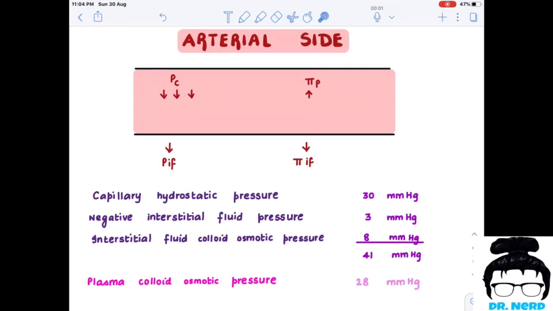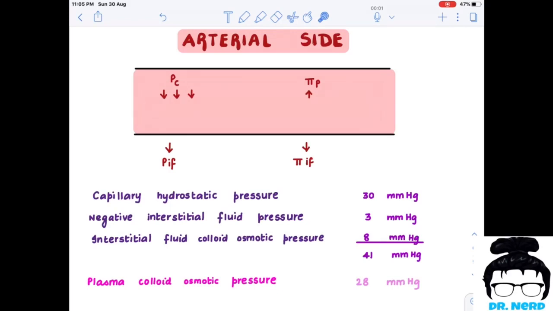So the value for capillary hydrostatic pressure on the arterial side of the capillary is going to be 30 millimeters of mercury, whereas the value for interstitial fluid pressure, now remember, the only value that is going to change on both the sides, either arterial side or venous side, is capillary hydrostatic pressure. The values for other pressures are going to be constant. So the value for negative interstitial fluid pressure is minus 3 millimeters of mercury. The value for interstitial fluid colloid osmotic pressure is 8 millimeters of mercury.